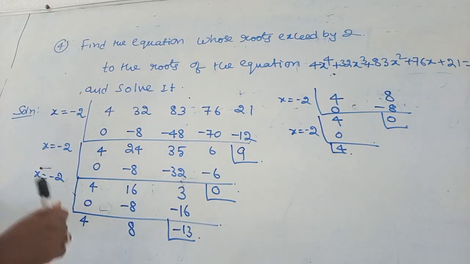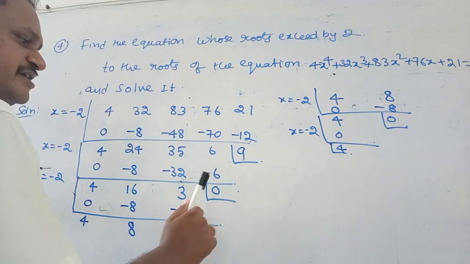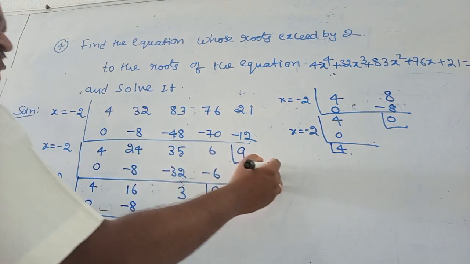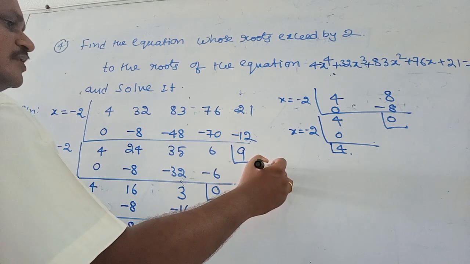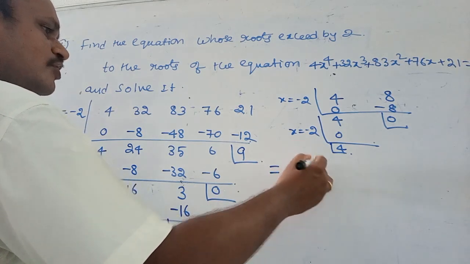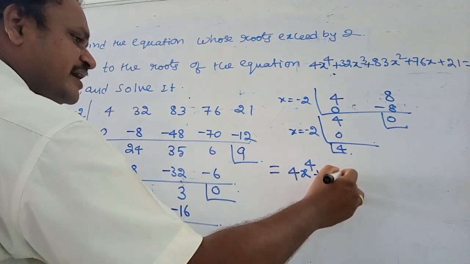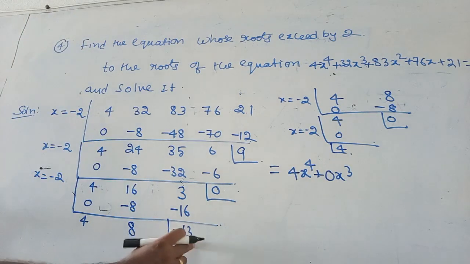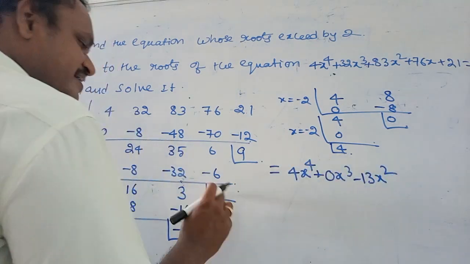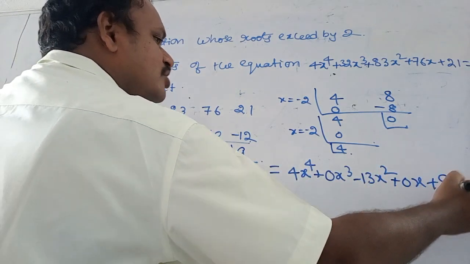Now you collect all the remainders, my dear students: 4, 0, minus 13, 0 and 9. And the transformed equation we are going to get. Now the required equation is nothing but 4x power 4 plus 0x cube, and here minus 13x square, and 0x plus 9 equal to 0.